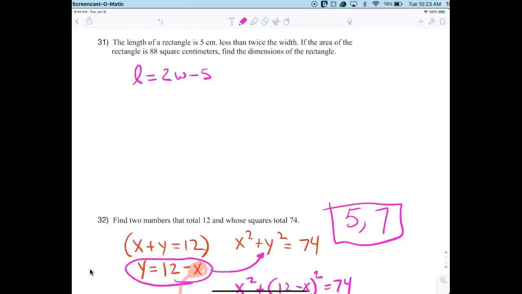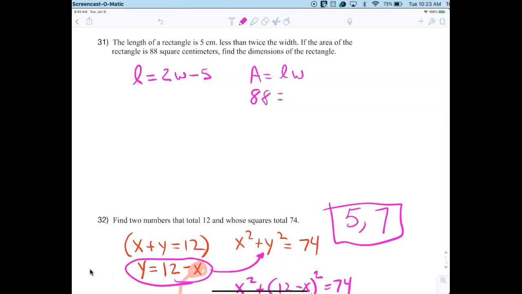But it also says the area is what? So how do I write the area formula? Area equals length times width. And what is the area again? 88. So now someone please tell me what I'm supposed to do now.